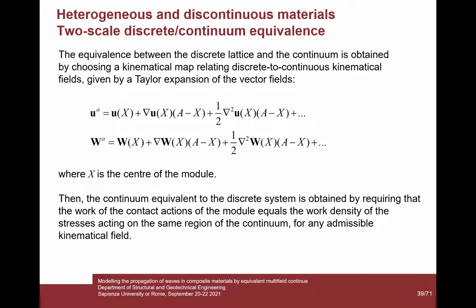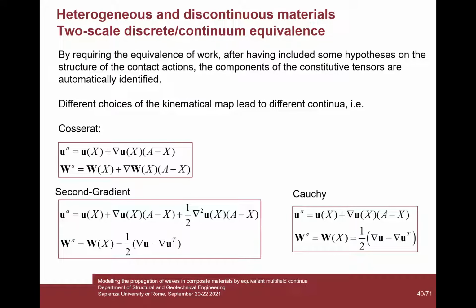And at this point, you have to introduce a map relating discrete to continuous kinematical fields. This can be done by a Taylor expansion of the vector fields. And as soon as you substitute this equation in the expression of motion, you will be able to identify the components of the stress tensors, because these come up naturally. And according to the kind of map you chose, you automatically identify a Cosserat, a second gradient, or a Cauchy continuum.